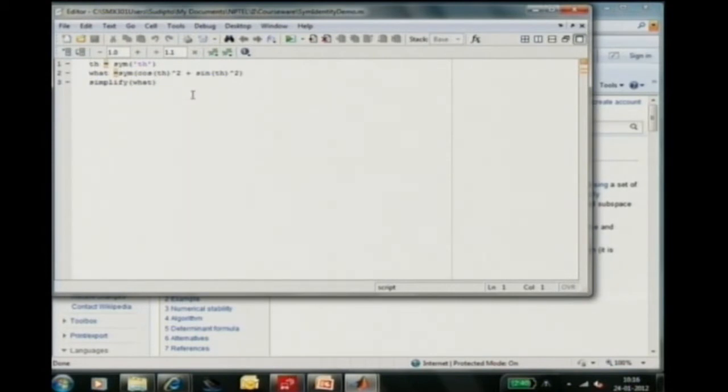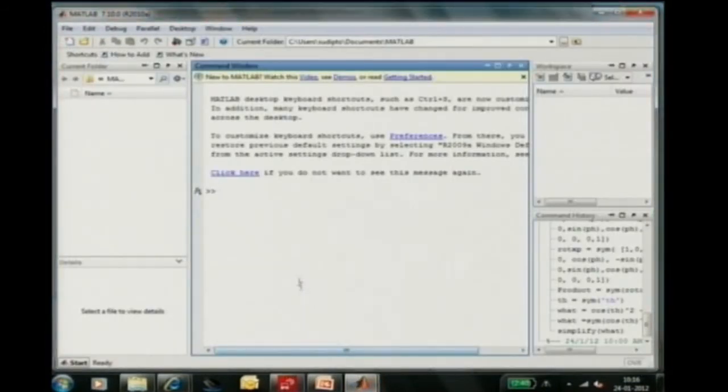Okay, oh, it's already running. Very nice. What is this? Okay. Now where is the editor?